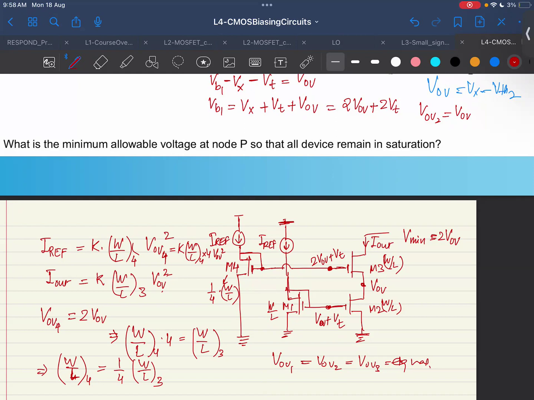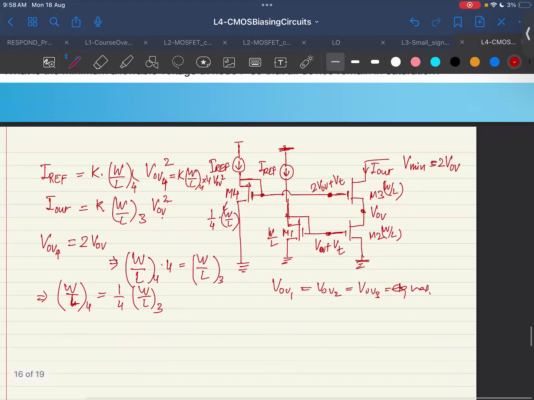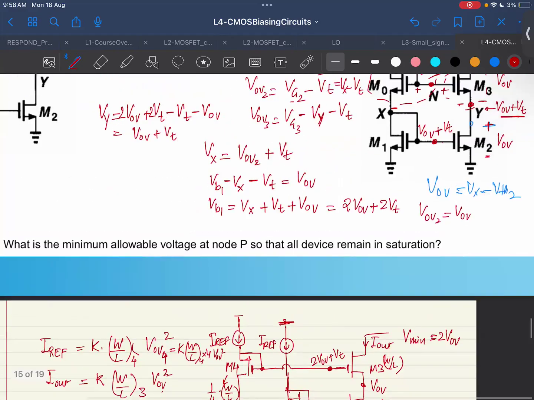And then everything, as we have seen, is solved. So this is the beauty about playing with the W by L to actually change the bias voltages, or VOVs, which you are generating on these. Okay, so practice it, do practice this on your own, and then you will get it, right?